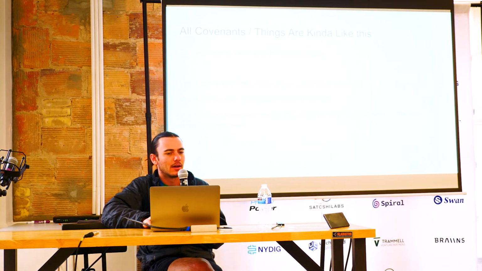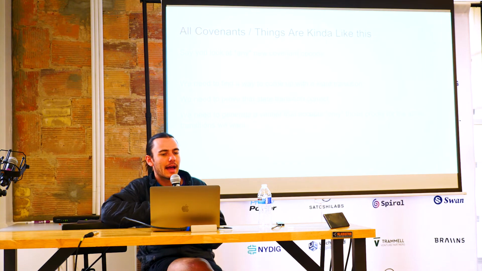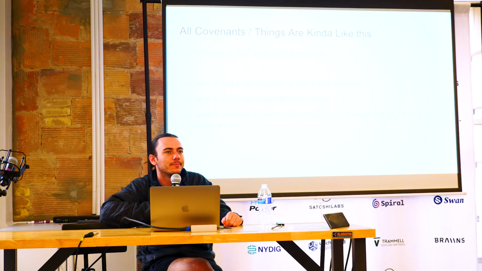And all covenants look like this when you zoom in. You have some sort of way of generating a state transition that you want. You need to prove that the state transition is correct, and you need to generate a verifier that accepts only those proofs for the state transition that you want. And if you can't do those three things, then you don't really have a covenant, do you? I don't see how what you're doing would be a covenant if you are missing any prong of these three things. Or maybe it would be a covenant, but it's not a well-formed covenant. It's kind of useless, right?